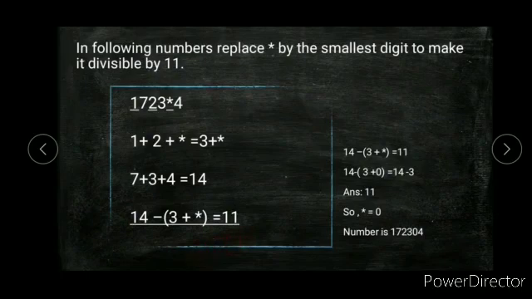So if I replace star by 0, I'll get the number, yes, 1,72,304. So on following the divisibility rule, I get the difference of the sum of the odd and even digits as 11. So this number is divisible by 11. So the value of star is 0.